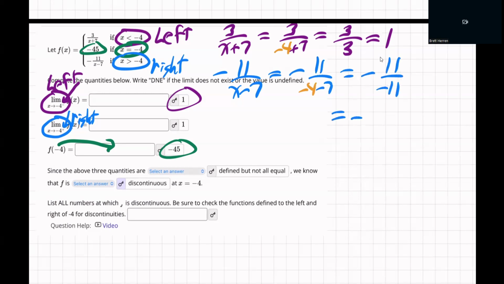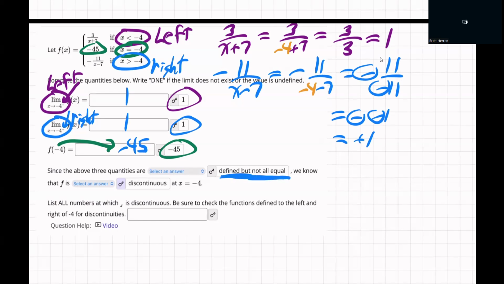So notice we have double negative here, right? Negative here, negative here, negative here, negative here. So +1, +1. So this is 1, 1, -45. So they're defined, but they're not all equal, right? They're not all the same. If you want to look at a graph, I don't want to use up too much time on this, but just a quick little, oh, that wasn't a very good line. That was too quick.